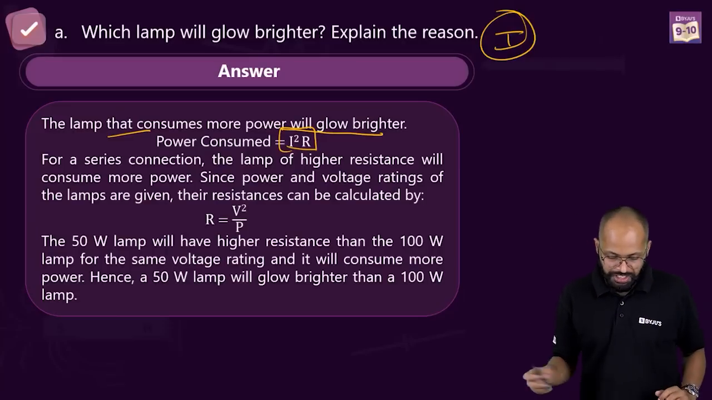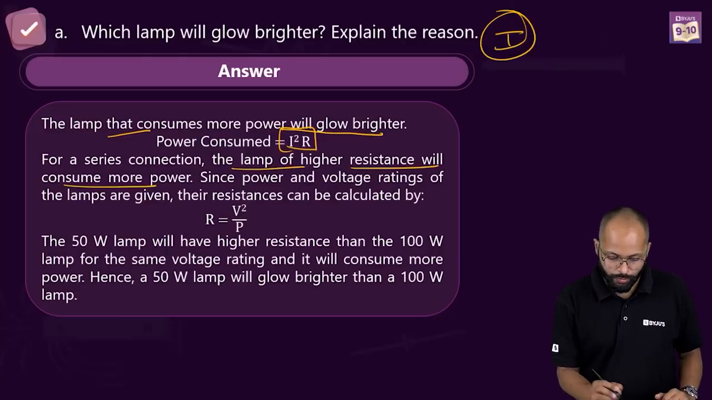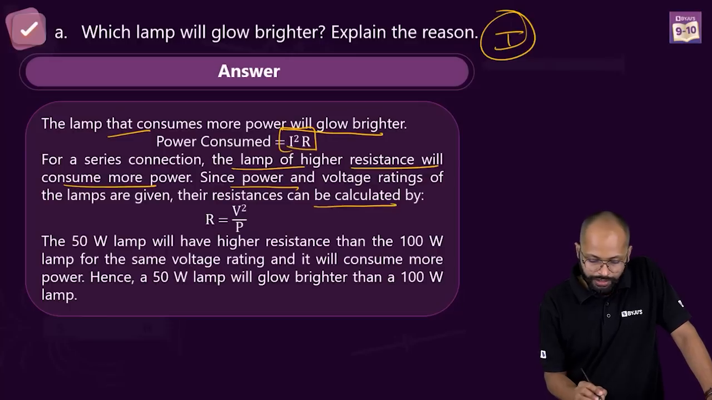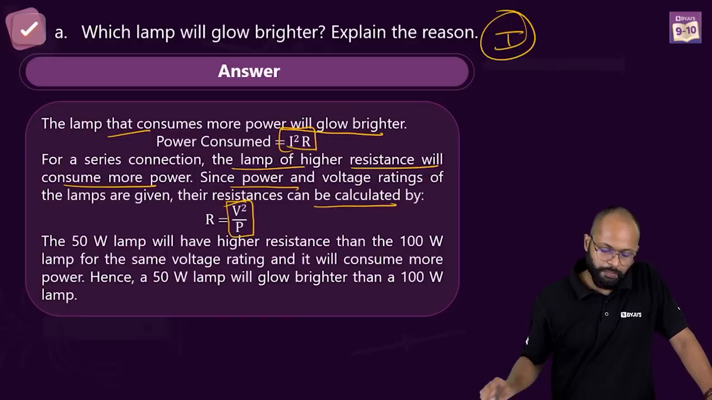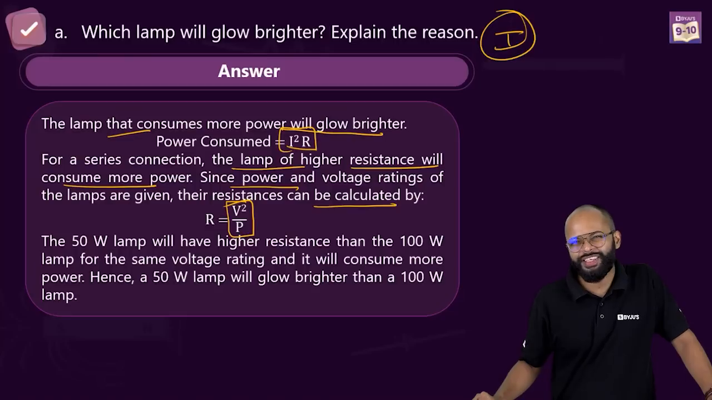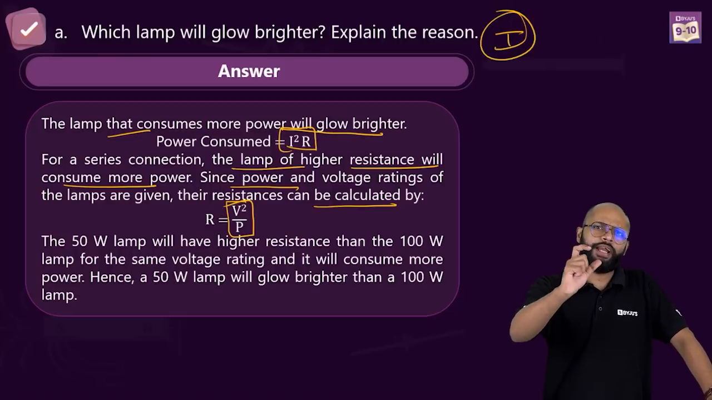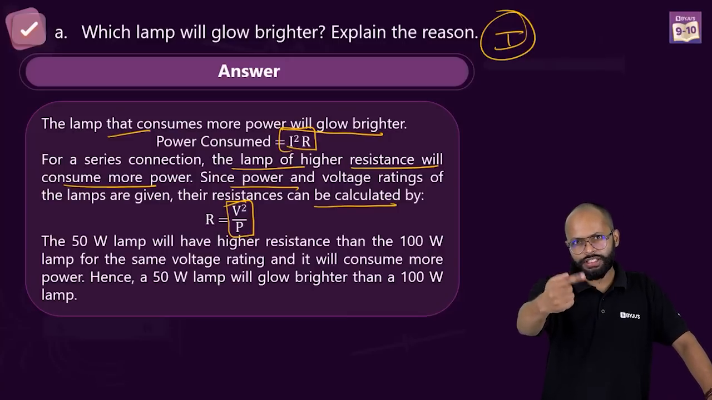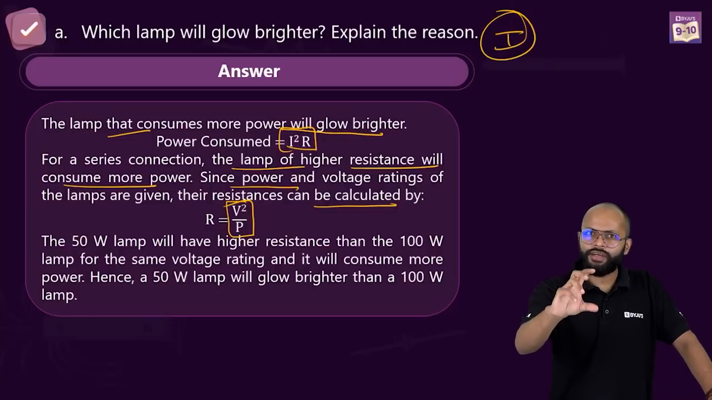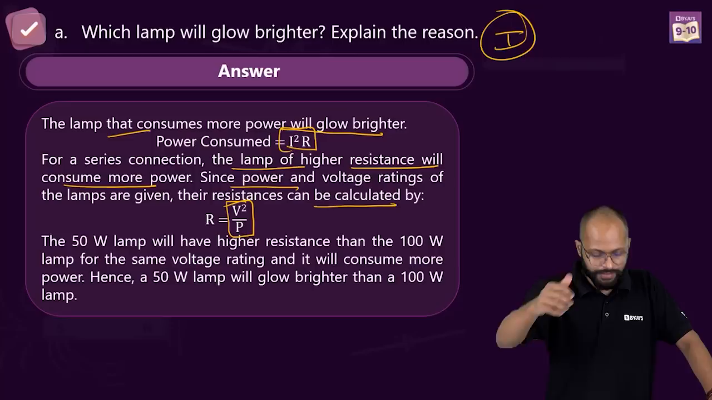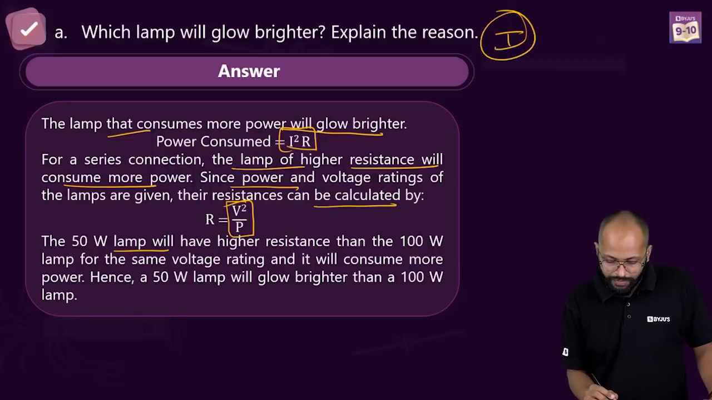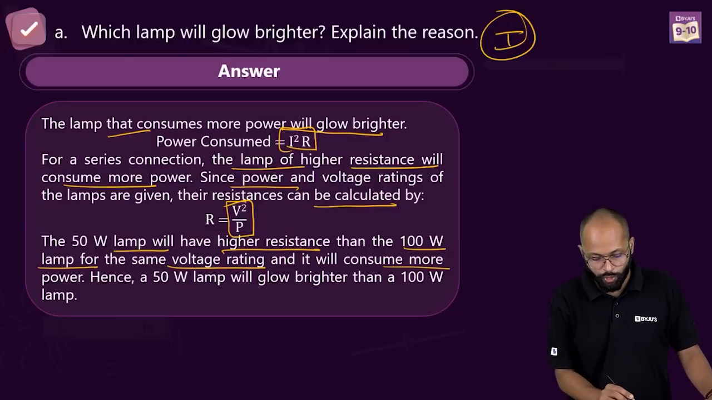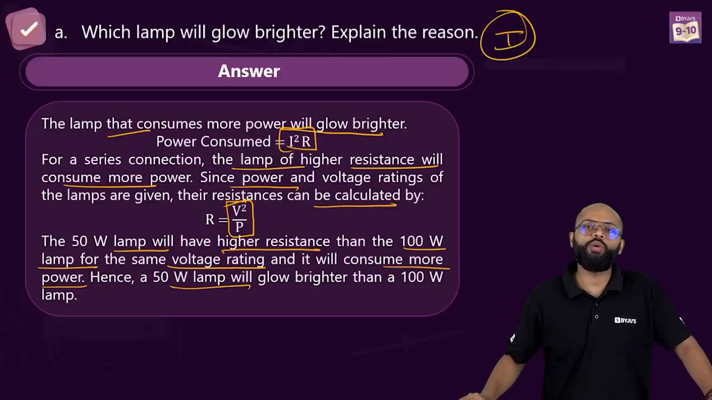Just discussed. For a series connection, the lamp of higher resistance will consume more power. Since power and voltage ratings of lamps are given, their resistance can be calculated by R equals V squared upon P. If you remember, both these bulbs had 220 volts, 50 watt and 100 watt, right? Means V squared is the same. Whichever has lesser power will have more resistance. Whichever has higher power will have less resistance. Fine. So the 50 watt lamp will have higher resistance than the 100 watt lamp for the same voltage rating, and it will consume more power. Hence, the 50 watt lamp will glow brighter.